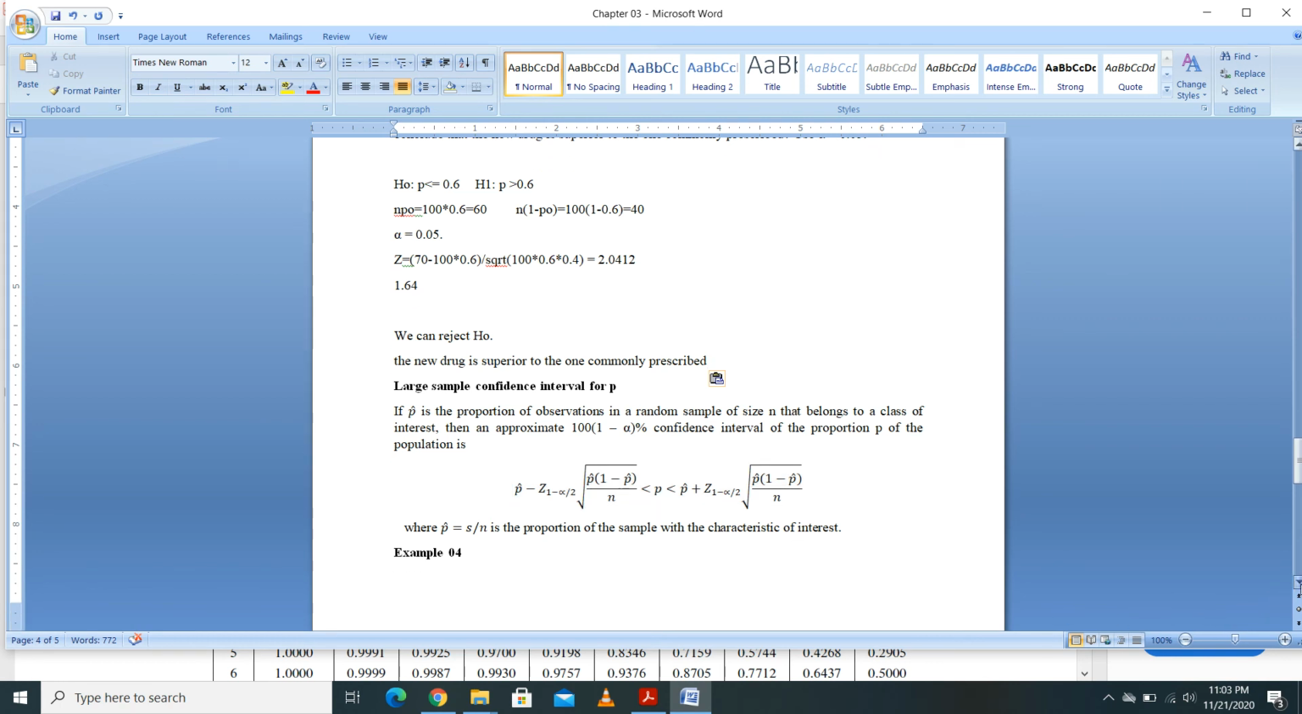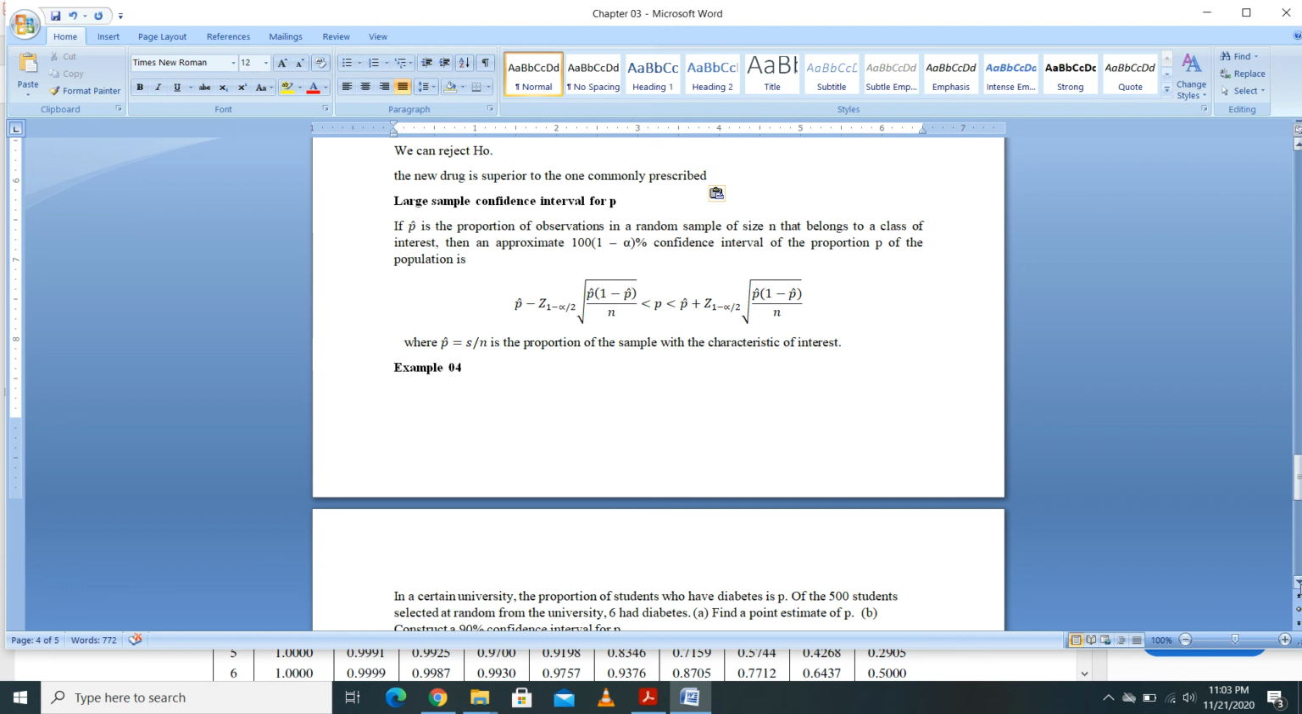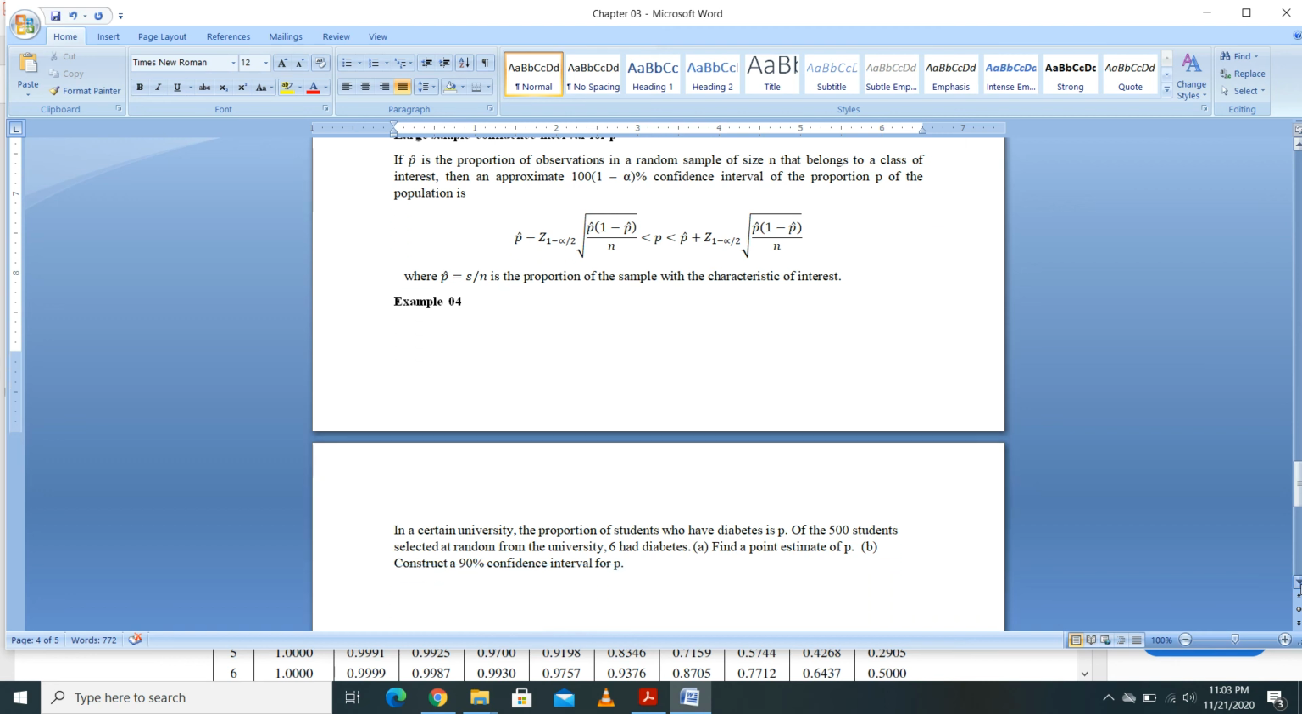So using this formula, we can easily calculate a confidence interval for P, right? So if you just quickly have a look at this example, it says in a certain university the proportion of students who have diabetes is P, right? Have diabetes is P.